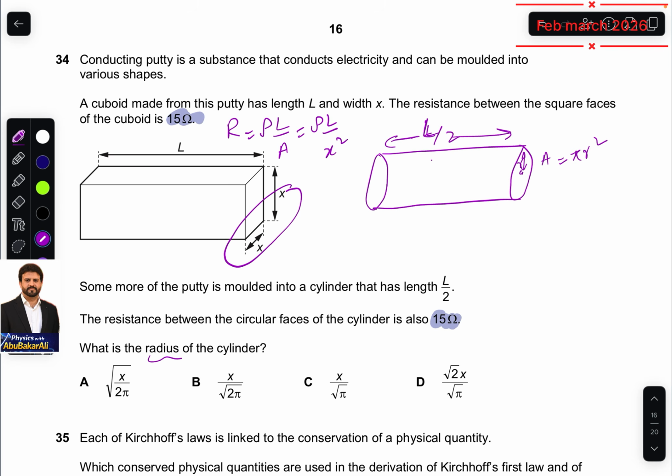Okay, and for this, R will be equal to, it's the same putty, so resistivity will be the same. In place of length, you will put L by 2, and in place of area, pi R square.